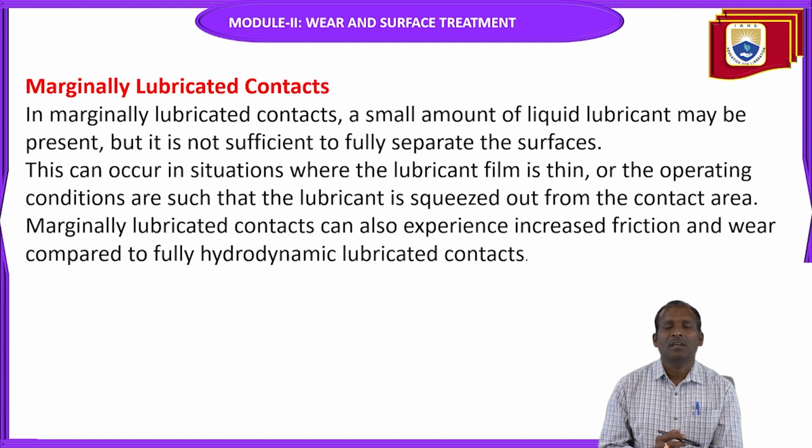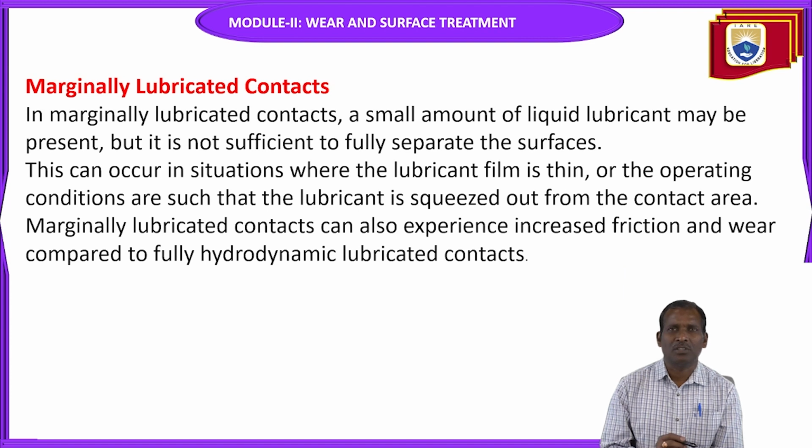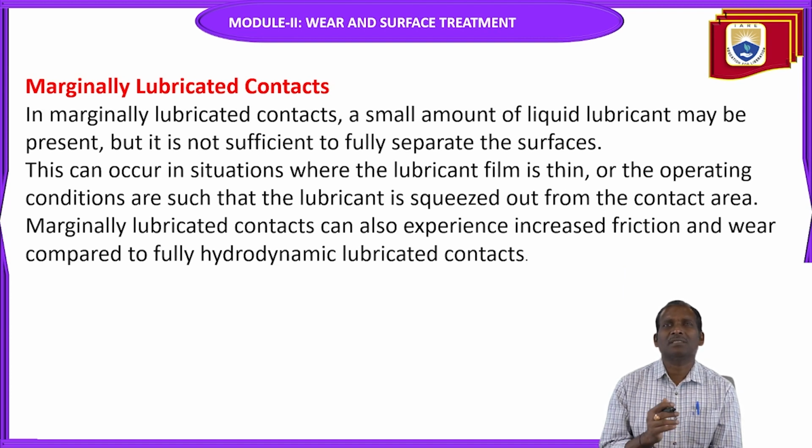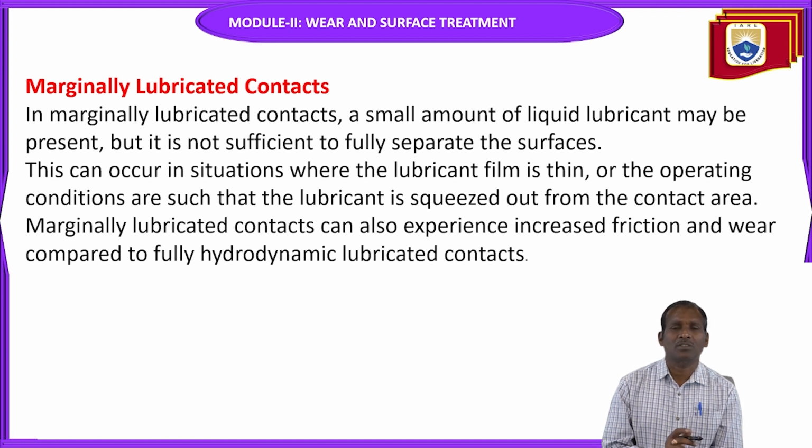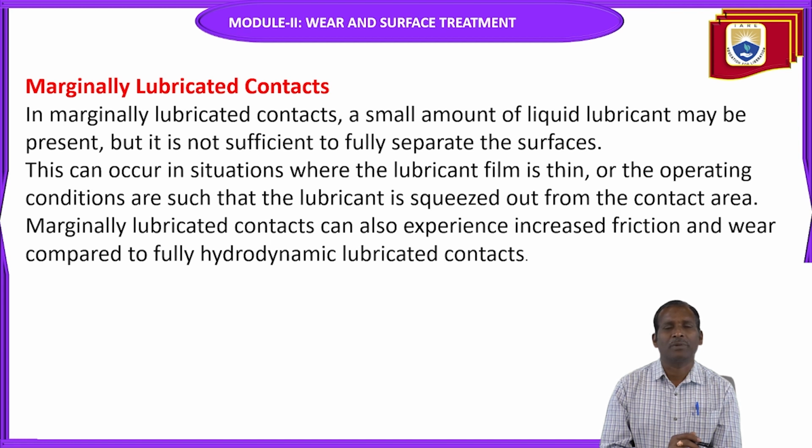Whenever there is relative motion, whenever the journal starts to rotate inside the bearing, there is a squeezing effect. The lubricant is squeezed out from the contact, and some lubricant spills out to the surroundings. Under these conditions, there is insufficient lubrication between the surfaces. So marginally lubricated contacts can also experience increased friction and wear compared to fully hydrodynamic lubricated contacts.